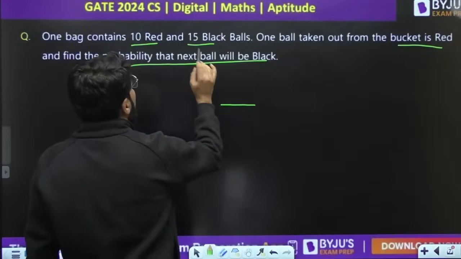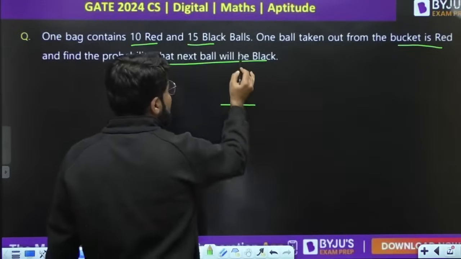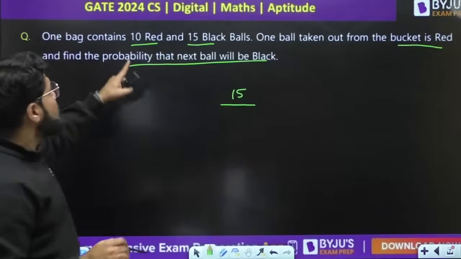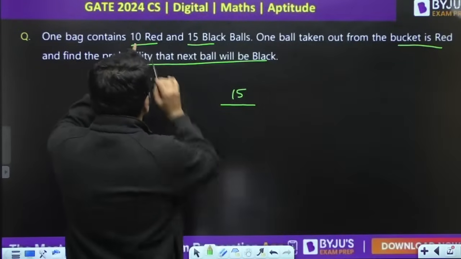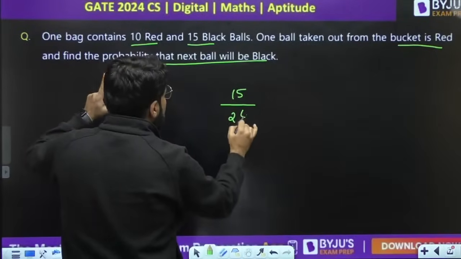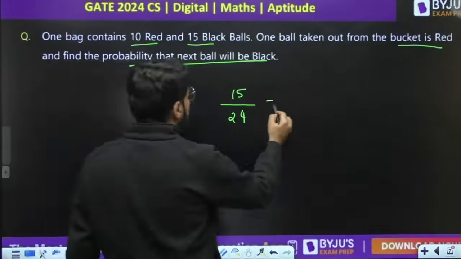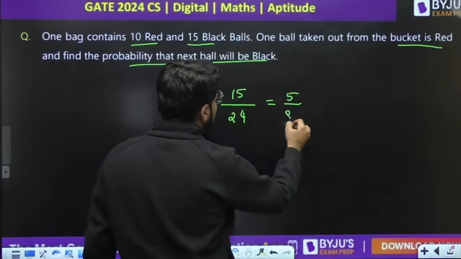Favorable by total. Okay, there are 15 favorable balls which are black. But one ball was already taken out and that was red. So how many red balls are left now? 9. 9 plus 15, 24. So the answer should be 15 by 24. Or in the simplified form, if you cancel by 3, it should be 5 by 8.